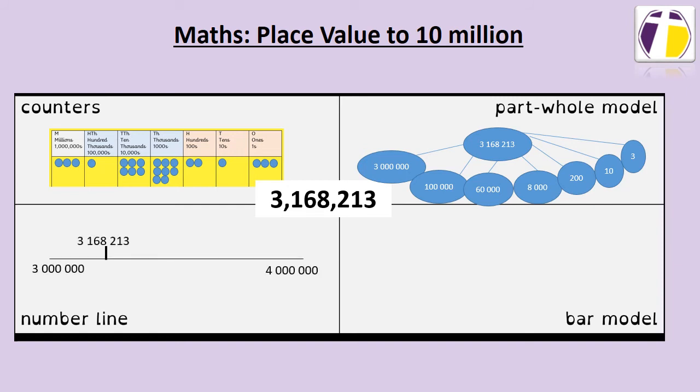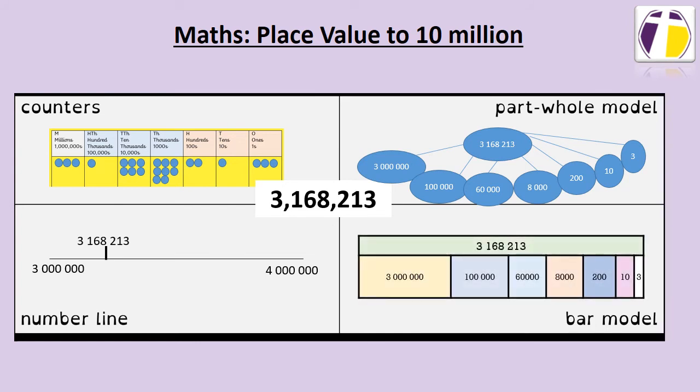We can place our number on a number line. You can see here we have 3 million and 4 million, and because our number only has 100,000, it is closer to 3 million. We can also place our number into a bar model. Note that the bar model here shows the size of each part relative to the other digits in the number, unlike the part-whole model, but still partitions the number.